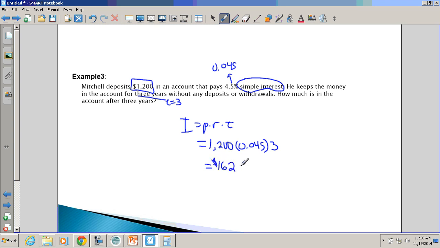So that's his interest. This is how much is in the account. So he's earned $162, but he also started out with $1,200. So he has $1,200 he put in, plus the interest he's earned. So then he's going to end up with $1,362 in this account in 3 years. Okay?